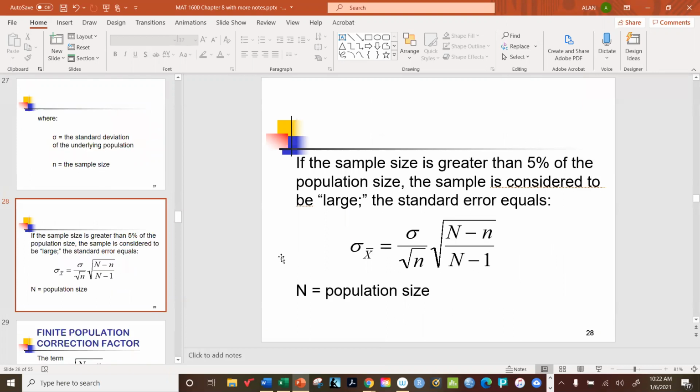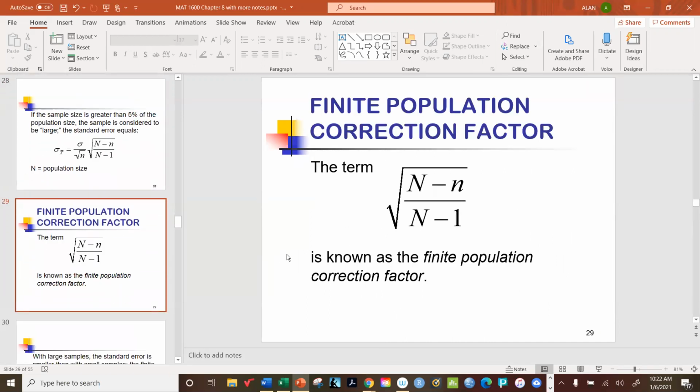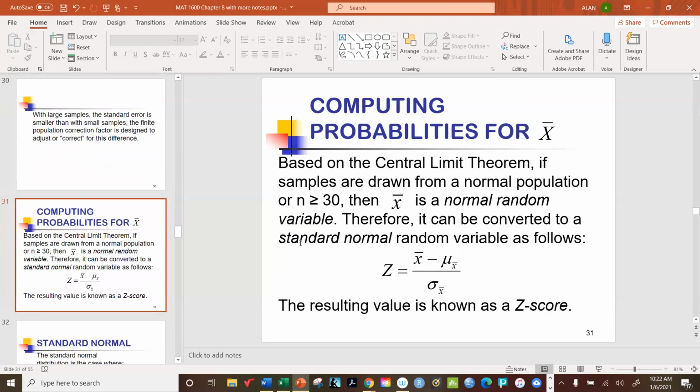So let's take a look. Yep, and there's our friend, the finite population correction factor. Okay, one more thing. If you do want to use a standard normal table to calculate these probabilities, this is the formula that you'll use. Now you can see the similarity with this and what we were doing in the previous chapters.